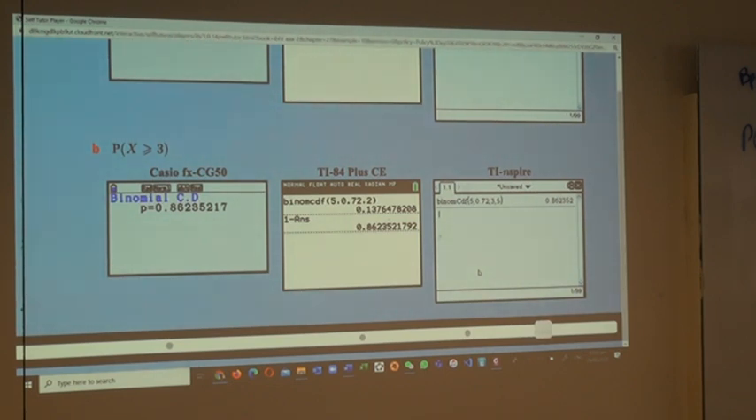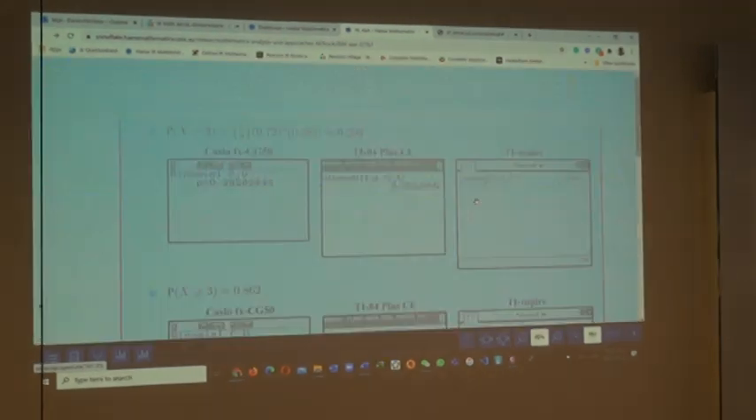You need to be aware that some calculators will only calculate the probability of a binomial random variable being less than or equal to a certain value. For these calculators, we find the probability of the complement, in other words, that X is less than 3, and subtract it from 1. So, the probability is approximately 0.862.